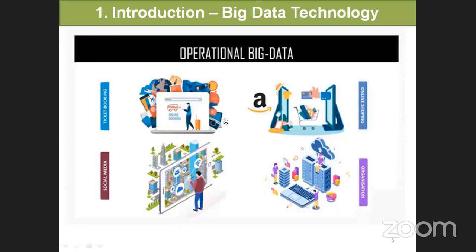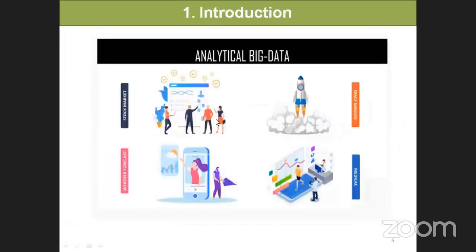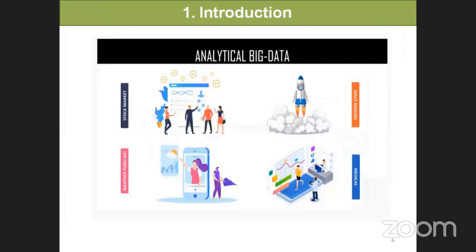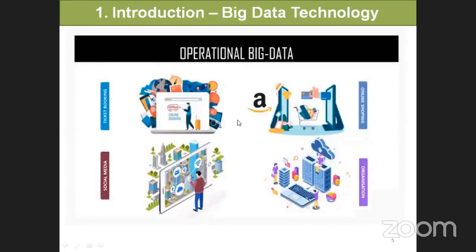In big data technology, there are two types: operational big data and analytical big data. Whether we are going to do the research work in operational big data or analytical big data is up to you. These are a few examples of operational big data. One is ticket booking, that is, online ticket booking. It may be a railway, a flight booking, or a bus ticket booking, any type of ticket booking data. If you are doing a project in this case, you go with this operational big data.